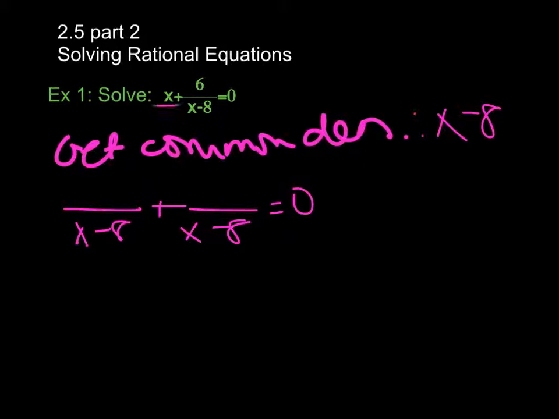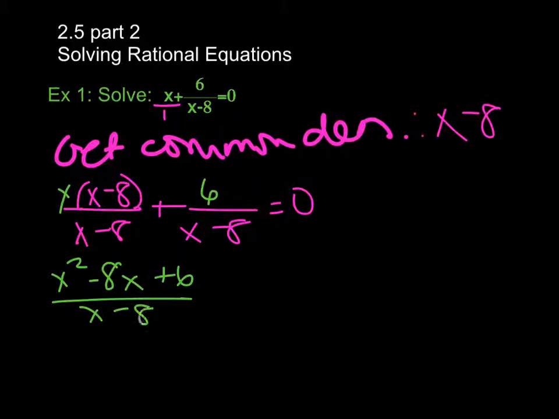Right now my x is over 1. If I went from a 1 to an x minus 8, that means I multiplied the numerator, which was x, by the new term, which is x minus 8. There's nothing new from this x minus 8 to this one, so I'm not changing the 6. And then I'm going to multiply through and get x squared minus 8x plus 6 over x minus 8 equals 0.